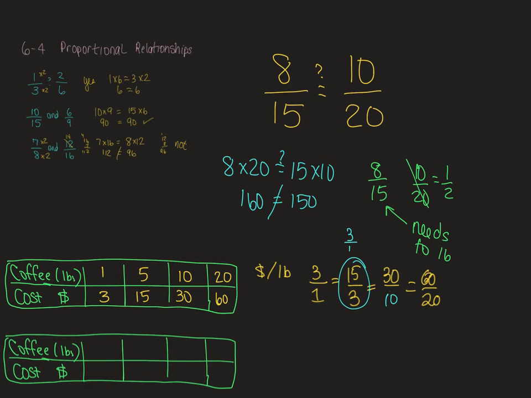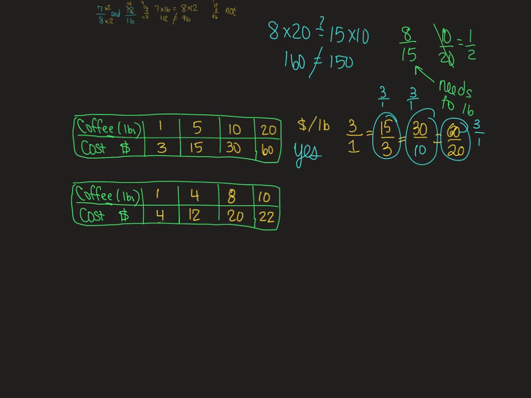So does 30 over 10 simplify down? Yes, it is 3 over 1. What is this simplified? 3 over 1. So they all simplify down to the same thing. So the answer is yes, this is a proportional relationship.